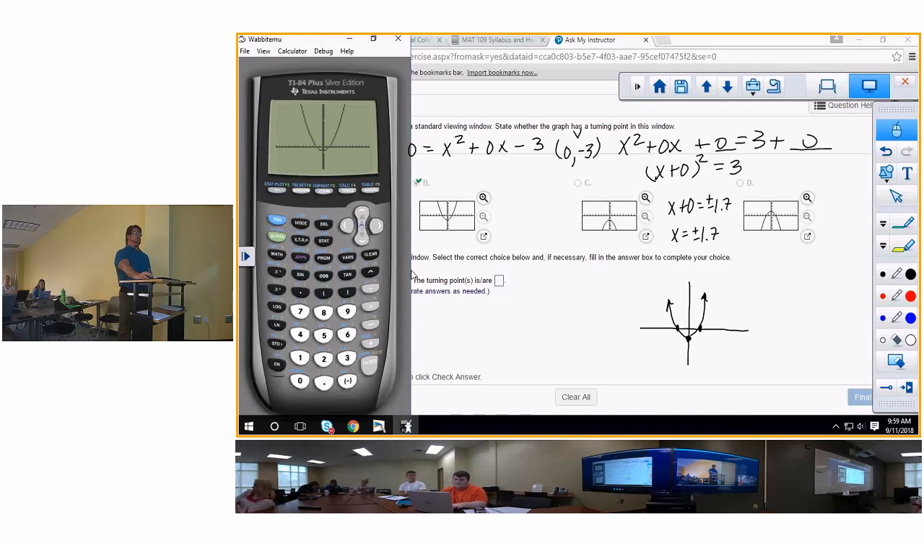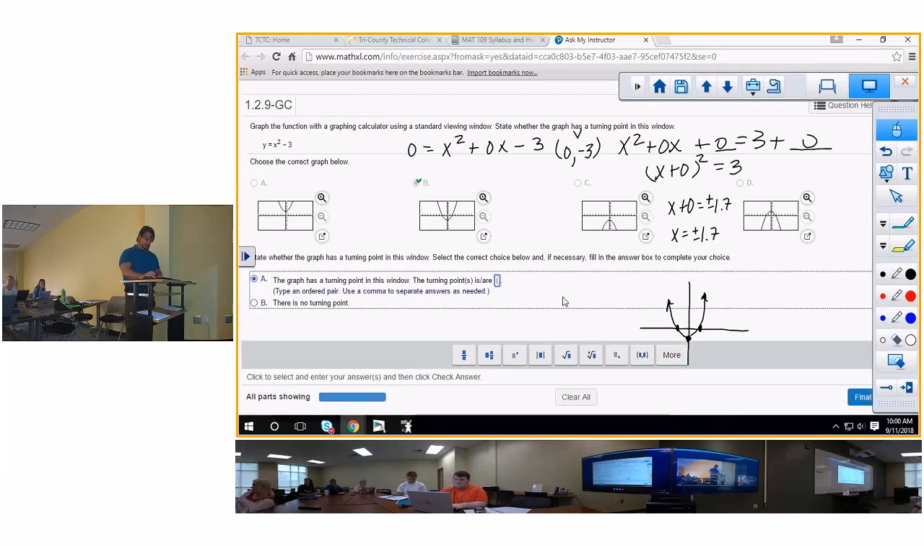Now if you want to hit zoom, I zoom standard, which is 6. Gives you a little bit better representation. Okay? The turning points are, well, how many turning points are there? 2 minus 1 is 1. There's one turning point. And where is it? 0, negative what?